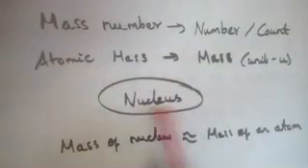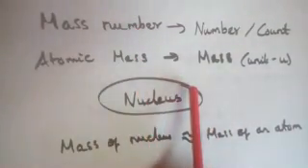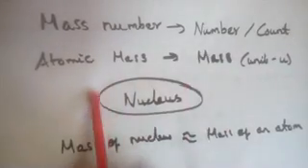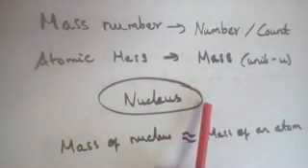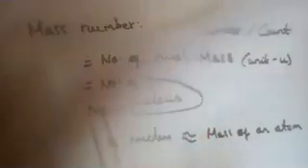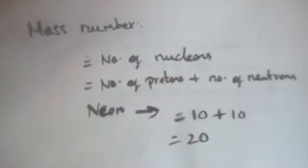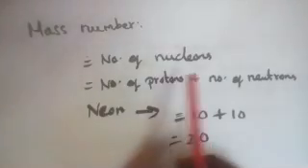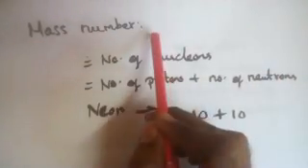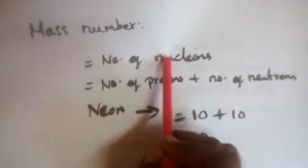Now, if I ask you to calculate the mass number or atomic mass, first of all you should consider the nucleus. Why? Because I will tell you. Mass number is nothing but the mass of the nucleons. What do you mean by nucleons? Inside the nucleus what will be there? Protons and neutrons. Protons and neutrons are together called nucleons.